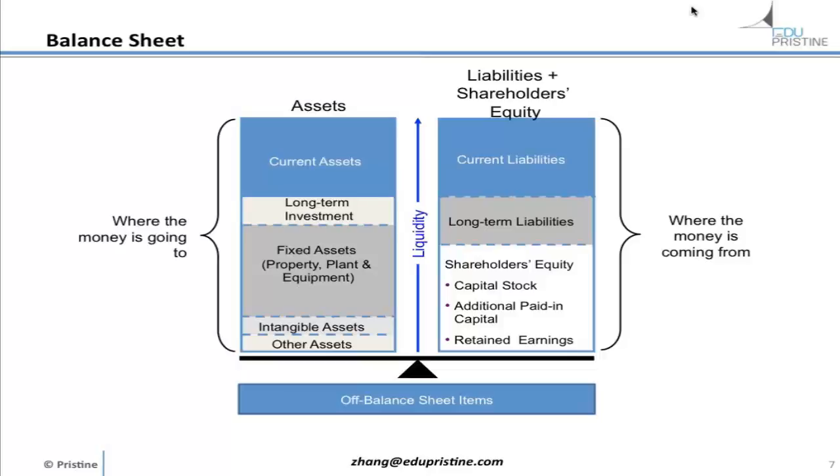If these two rectangles with assets and then liabilities plus shareholder equity are not the same size and not the same value, there is something wrong with our model and there's something wrong with our balance sheet, so we cannot trust anything that goes there.